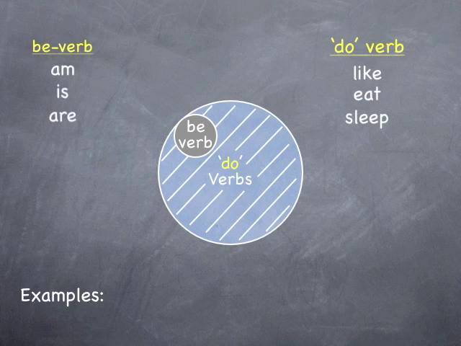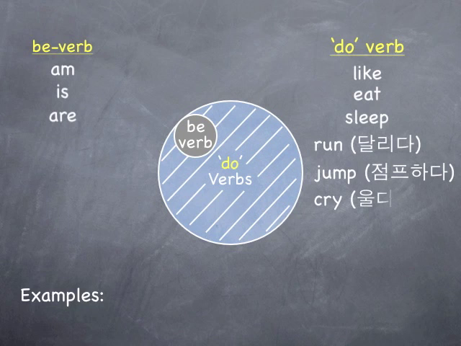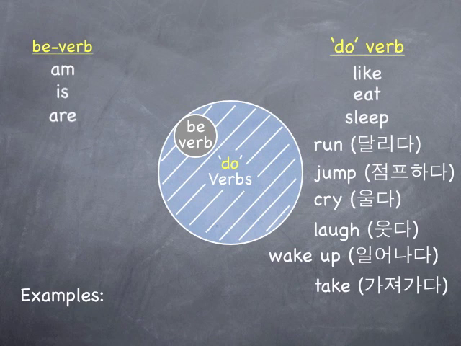Again, for now we're just keeping it very simple and saying that if it's not the be verb, then it's a do verb. So let me now ask you a question. There's only one be verb. It can change into am, is, or are, but it's still only one verb. But how many do verbs are there? That's right. There are many, many do verbs. Hundreds, perhaps thousands. Here are some more examples. Run, jump, cry, laugh, wake up, take, have.